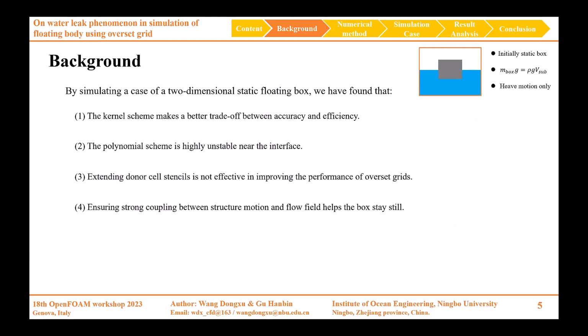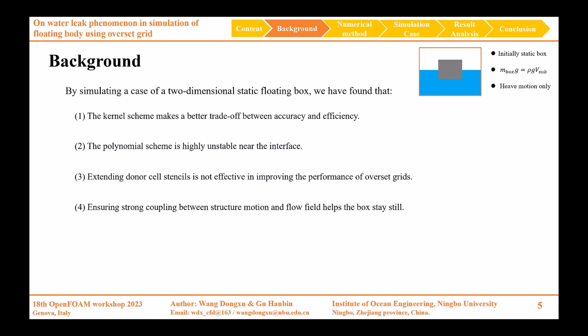The first is the canal scheme makes a better trade-off between the accuracy and efficiency. The second is that the polynomial scheme is highly unstable near interface because the weight is unbounded between 0 and 1. The third conclusion is that extending donor cell stencils is not effective in improving the performance of the OVERSET grid. In fact, it has a negative effect. Then the fourth is ensuring strong coupling between structure motion and the flow field helps the block stay still.